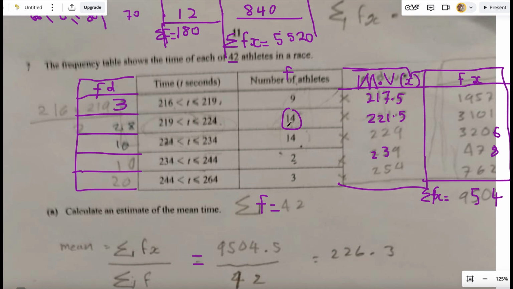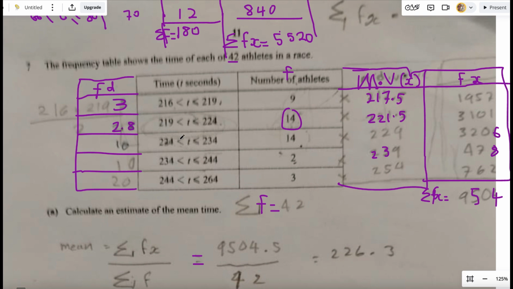Then what's the class width for this one? 220, 221, 222, 223, 224. That's 5. That's 224 minus 219, that's 5. You say frequency divided by this. 14 divided by 5, you get 2.8 for this one.